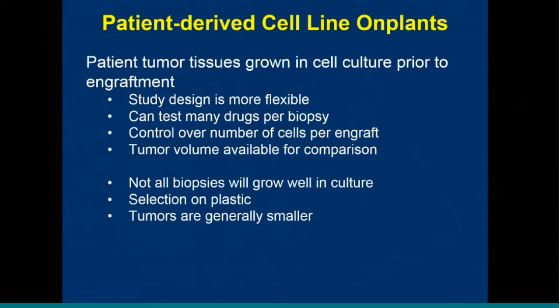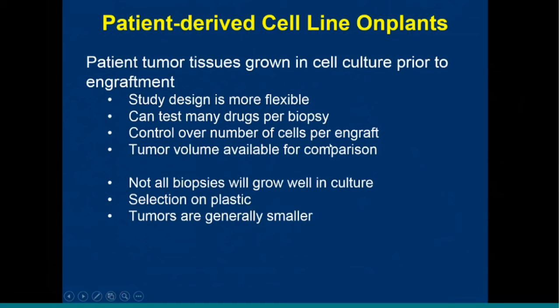Some things to note about this: the patient tumor tissues are grown in cell culture prior to engraftment, so the study design is more flexible. You can parse this out for scanning sessions that are a bit more reasonable than having to stay up for 20 hours straight for the tumor fragment stuff. And also you can test many drugs per individual biopsy. So you have this cell line growing, you divide your culture, you implant some of them and you test, say, sunitinib, and then you do the next group and you test axitinib or something. And you can keep going on and on over months and months to get this very in-depth drug panel on the cells.